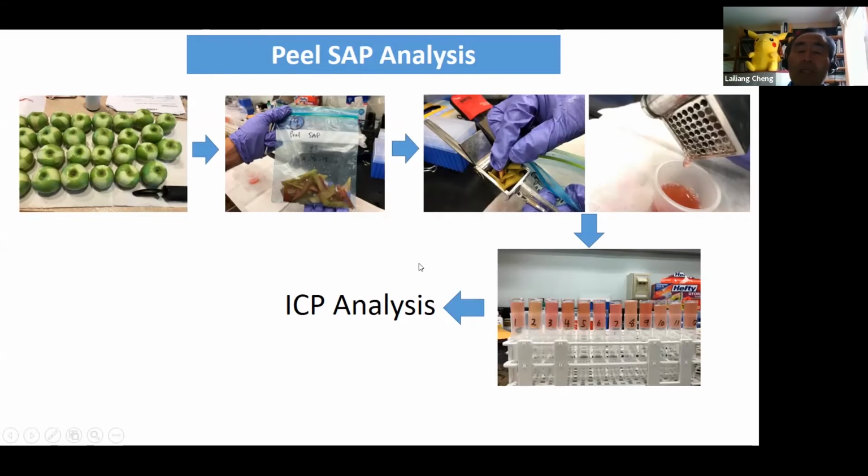And this method measures only the water-soluble portion of all the nutrients present in the peel tissue. And as you can see, it's a lot easier to prepare the sample than doing dried peel tissue analysis. And in many cases, it's more sensitive.